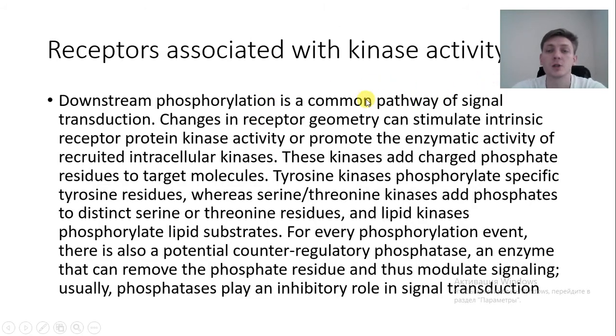So, receptors associated with kinase activity phosphorylate specific tyrosine residues, whereas serine threonine kinases add phosphates to distinct serine or threonine residues, and lipid kinases phosphorylate lipid substrates. For every phosphorylation event, there is a potential counter-regulatory phosphatase, an enzyme that can remove the phosphate residue and thus modulate signaling. Usually, phosphatases play an inhibitory role in signal transduction.